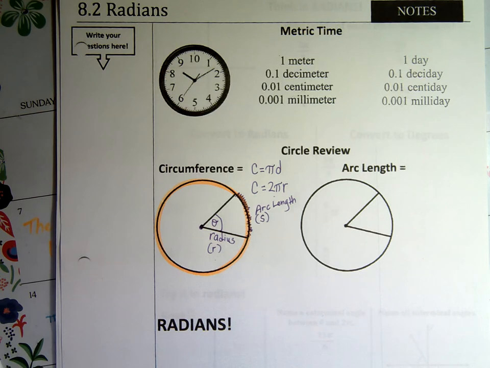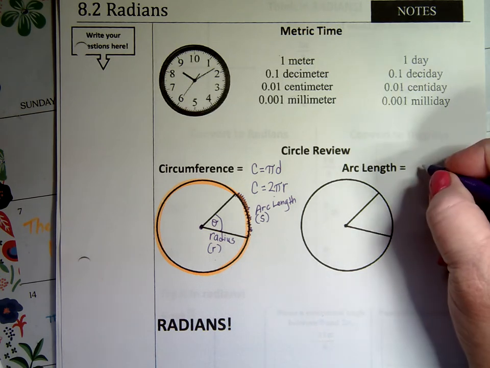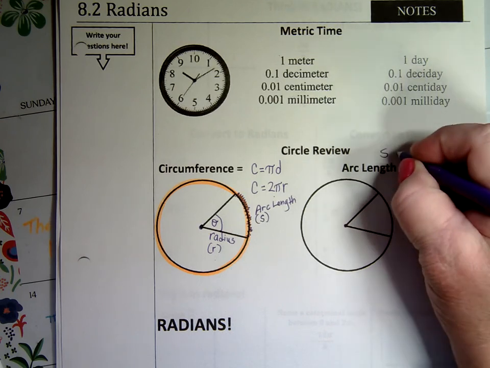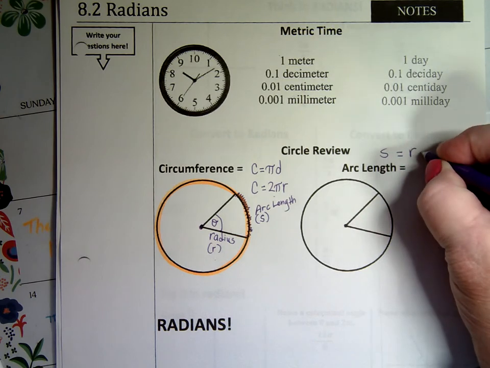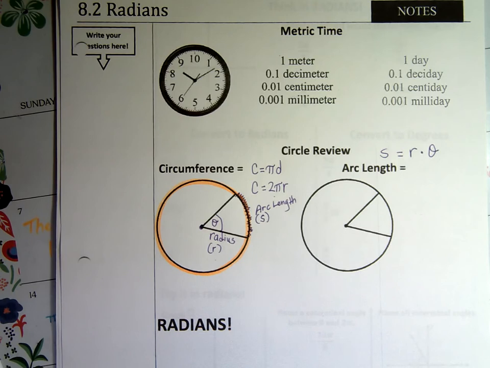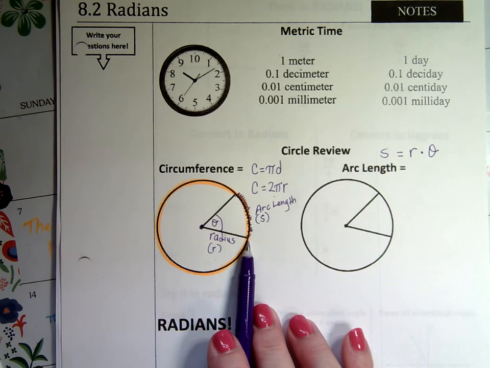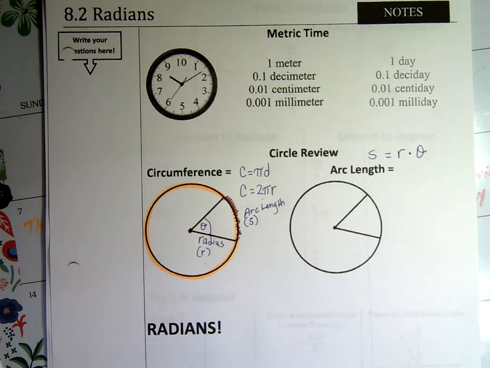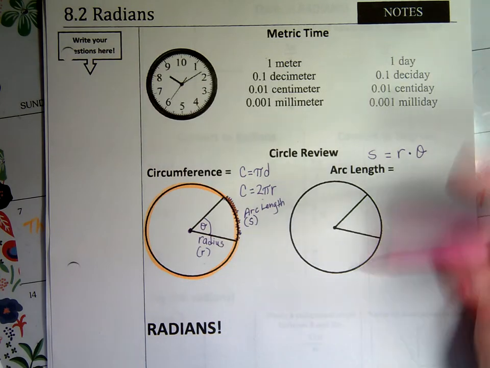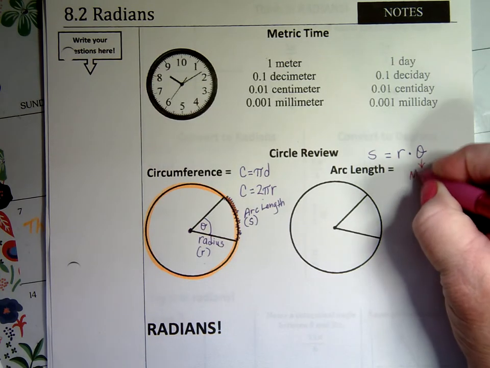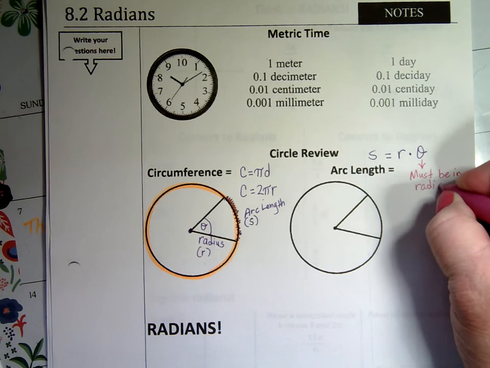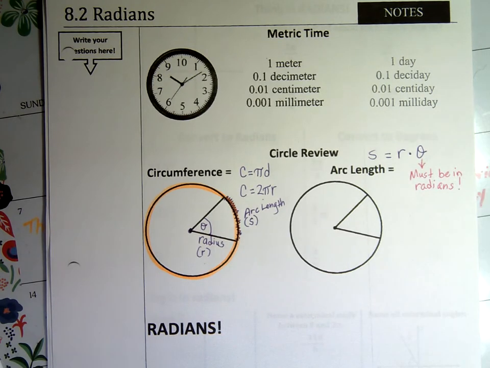Well, there's a formula for that arc length. I'm going to put it above it because S is the arc length, equals the radius times that angle. If I want to figure out how big that crust is, I need to multiply the radius by the angle. But there's a qualifier with this. The qualifier is that theta, your angle, must be in radians. If they give it to you in degrees, you have to convert it. So that angle, when you go to use this formula, has to be in radians.